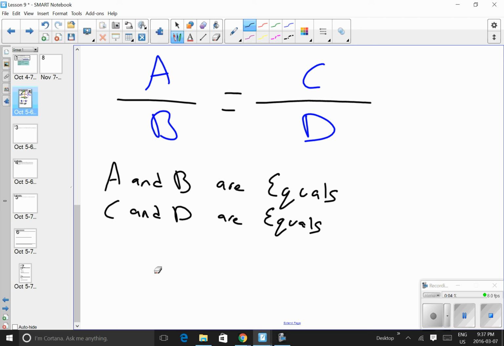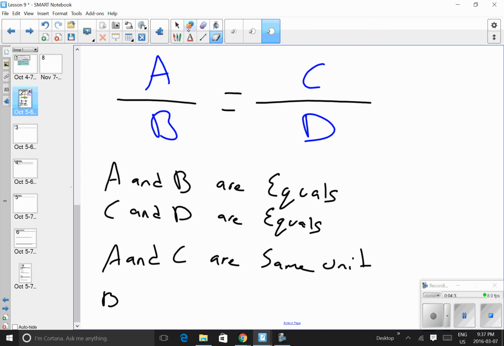Now A and C are both on the top of the fraction, so they need to be in the same unit. A and C, they're the same unit. And B and D, because they're both on the bottom, they are the same unit. Spelling is difficult. B and D are the same unit.